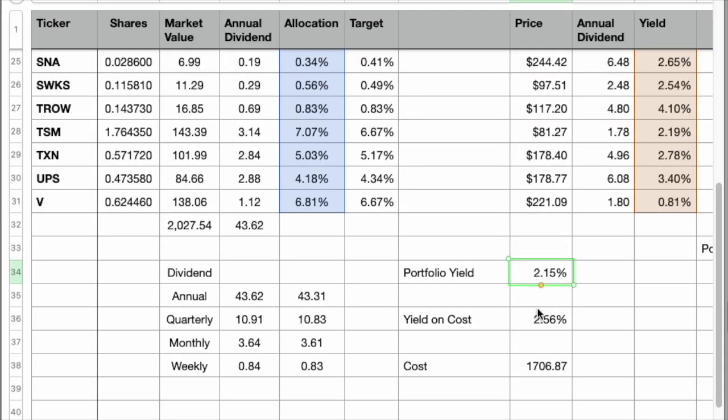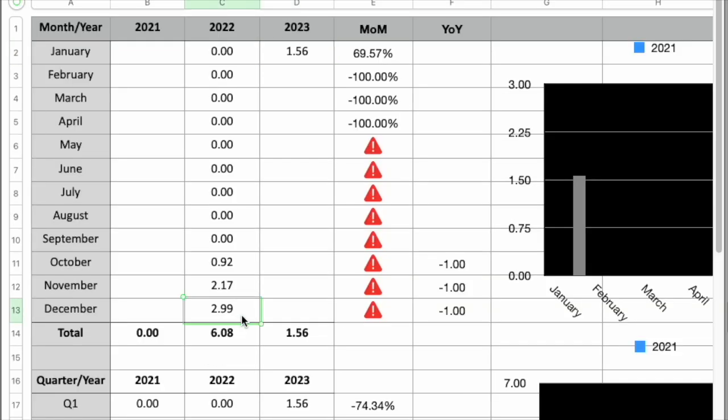The portfolio currently has a dividend yield of just 2.15%, and the projected dividend income over the next 12 months is $43.62. This figure is up from $43.31 when I first started this portfolio in November. The change is driven by dividend increases and dividend reinvestment. I received a whopping $2.99 of dividends in December, and the total amount of dividends received in 2022 was $6.08.